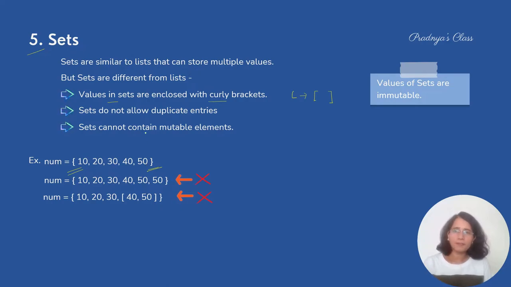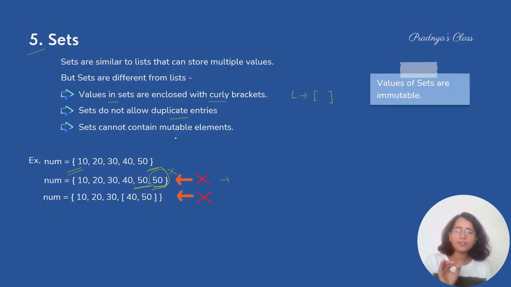The second difference is sets do not allow duplicate entries. We cannot write the same entry again. So let's take this example. Here I have repeated this value 50, which is not allowed. When I print this set, this one value of 50 will get removed.